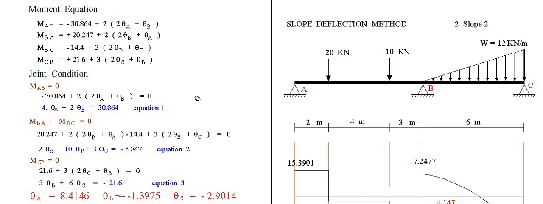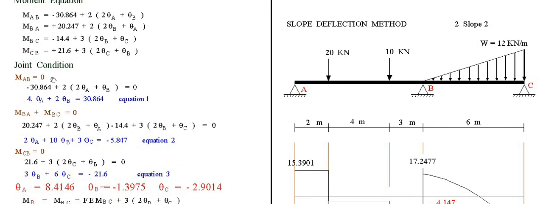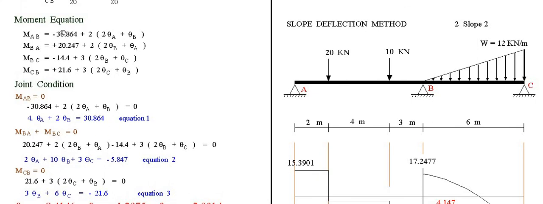Then another heading, the joint condition. This is very easy to interpret: the moment of AB is 0. The moment AB is 0. Then what is AB? Equate this to 0. Then follow this: minus 30.864 plus 2 times 2 theta A, theta B. We have two variables, theta A and theta B.